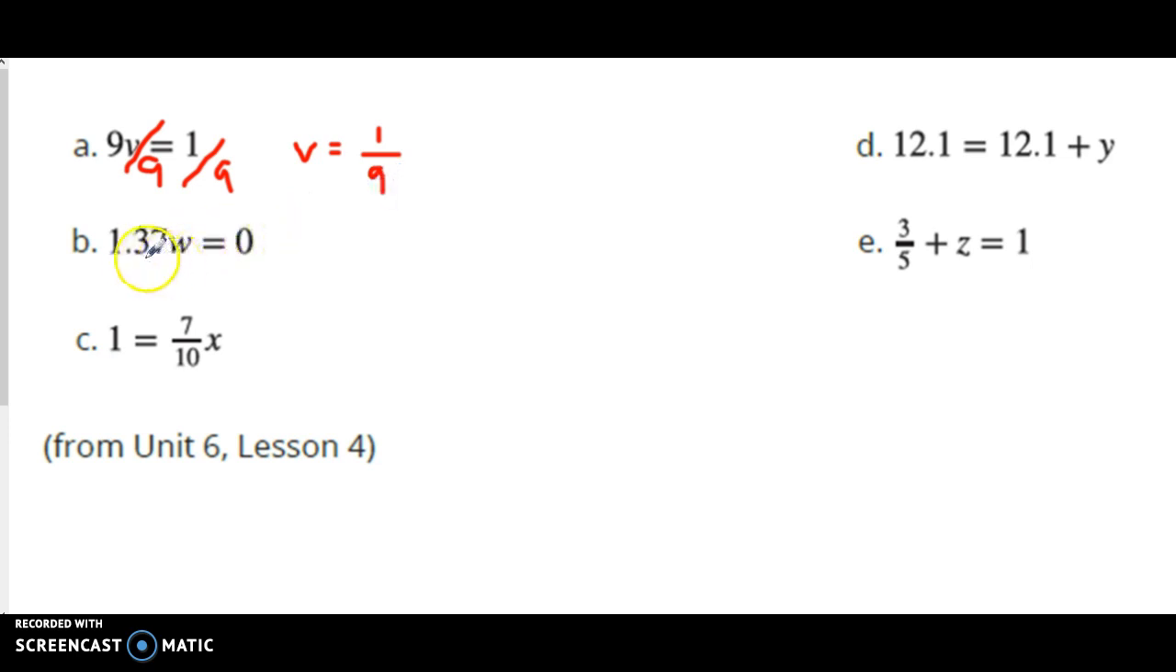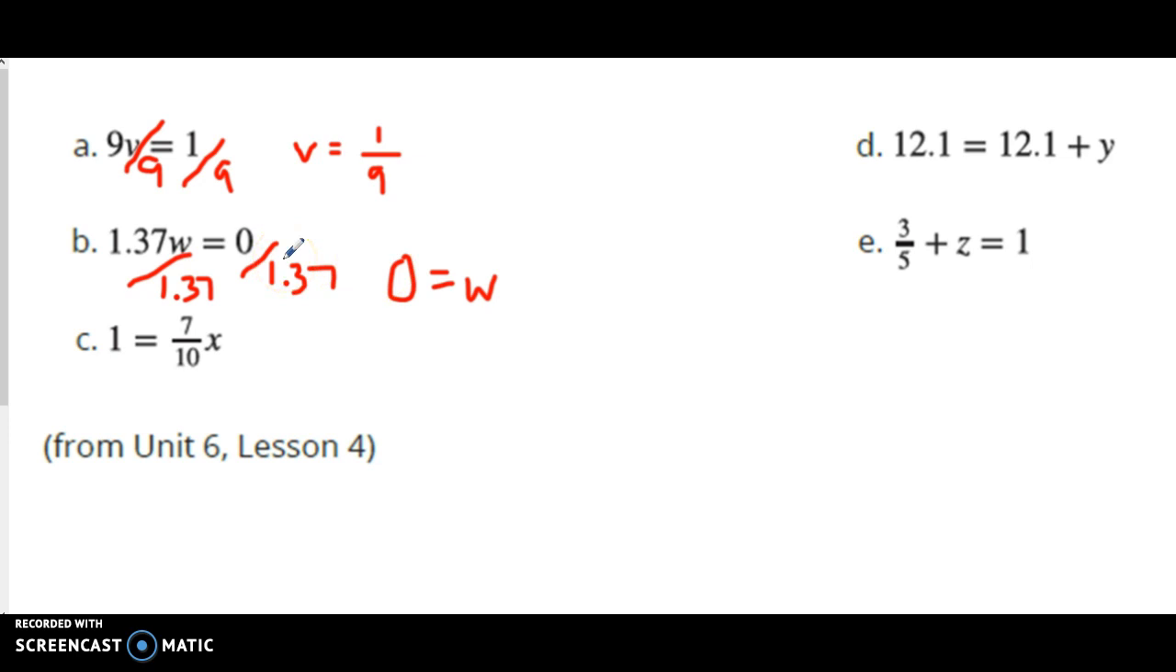Okay, let's go to B. 1.37W equals 0. Once again, I have multiplication here. So I have to do the opposite of multiplication. I'm going to divide by 1.37. I'm going to divide 0 by 1.37. I know that 0 divided by any number is 0. So here, 0 equals W. Okay, pause the video. Try C, D, and E on your own.